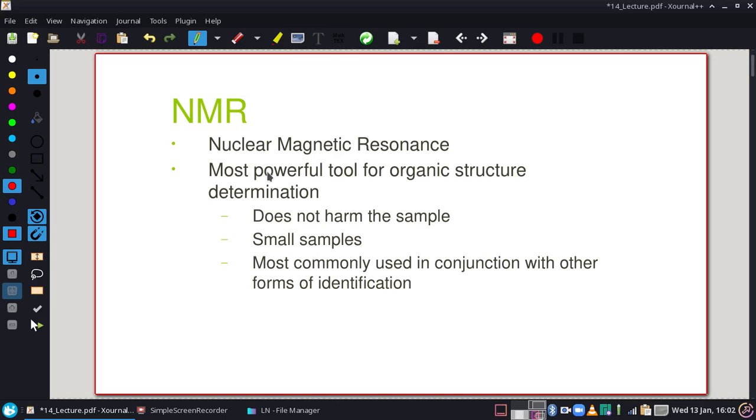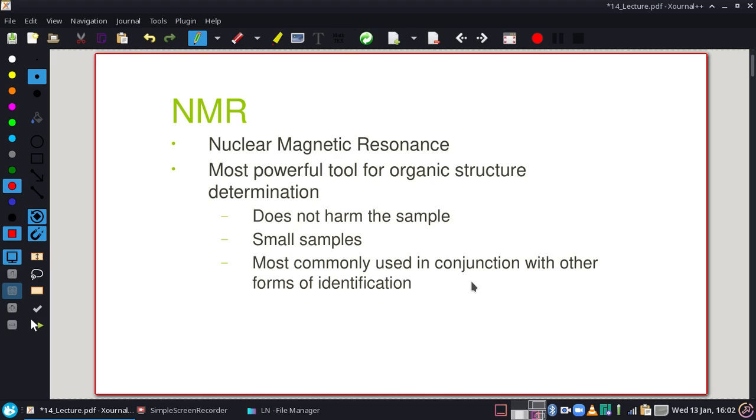Now, in the real world, we typically use this in conjunction with other instruments, kind of like IR to help us identify the functional groups ahead of time, or mass spec to get the actual molecular weight. But you actually can do everything with just an NMR. Which is good because it's by far the most expensive instrument we can really get in an organic lab for the most part.